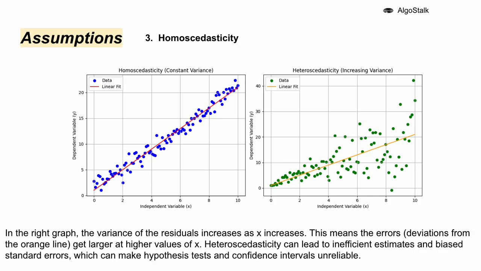In the right graph, the variance of the residuals increases as x increases. This means the errors get larger at higher values of x. Heteroscedasticity can lead to inefficient estimates and biased standard errors, which can make hypothesis tests and confidence intervals unreliable.